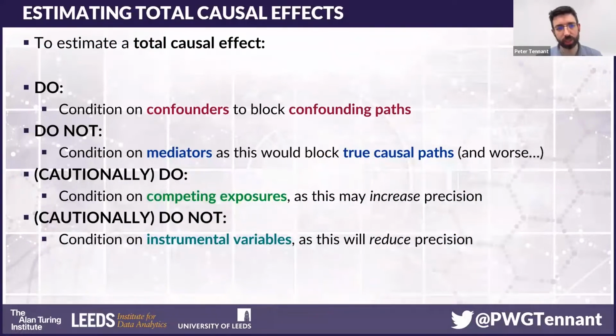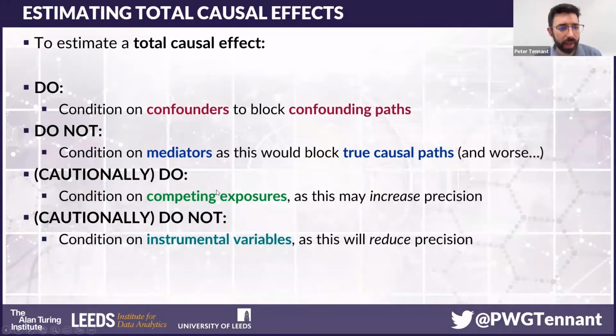So that's the sort of summary headline message. If you're interested in estimating a total causal effect, then 1, you should condition on confounders to block confounding paths. And 2, you should not condition on mediators, as that would block true causal paths and indeed risks introducing collider bias, which I don't have time to explain in full detail here, but I will give an example slightly later on.